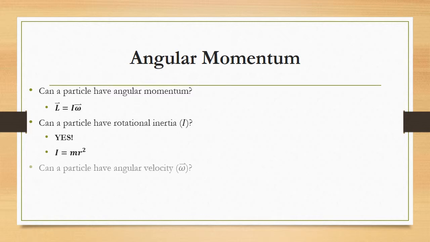How about omega? Can a particle have angular velocity? It can, and we also have a relationship to connect angular velocity omega back to translational velocity v, which was v equals r omega, or solving it for omega, it's v over r. So we know how to find these quantities for a particle, both I and omega. Let's try to find its momentum.